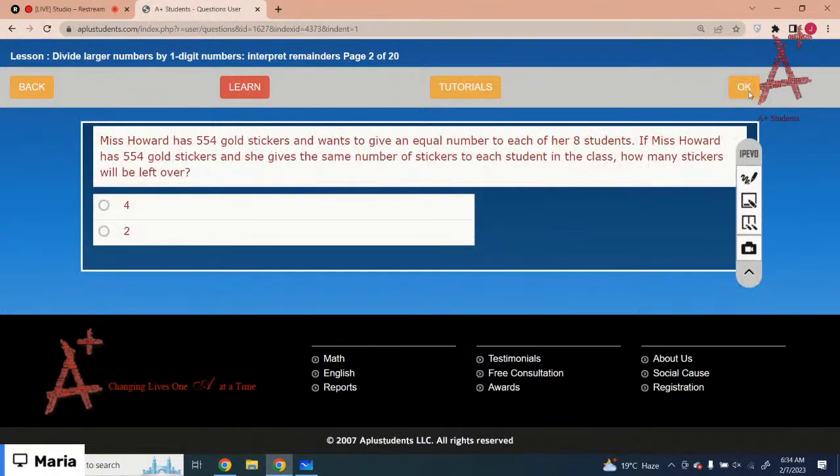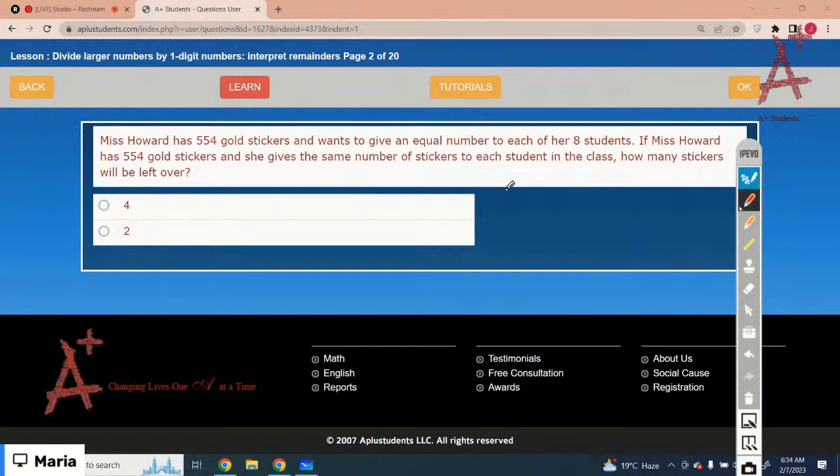Okay, the next one is Miss Howard has 554 gold stickers and wants to give an equal number to each of her students. If she gave the same number of stickers to each student in class, how many stickers will be left over? So just divide 554 by 8 and let's see how many stickers she has left.